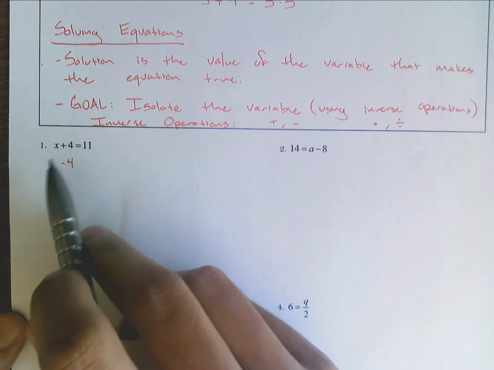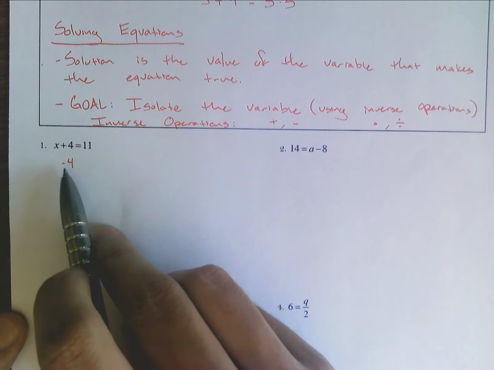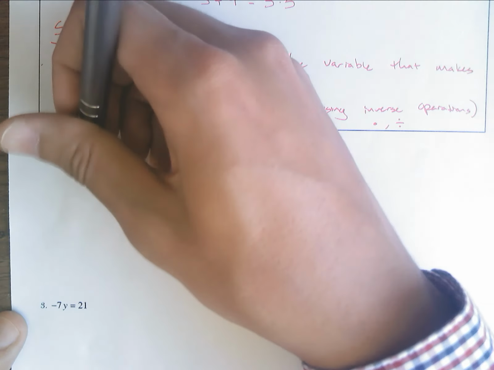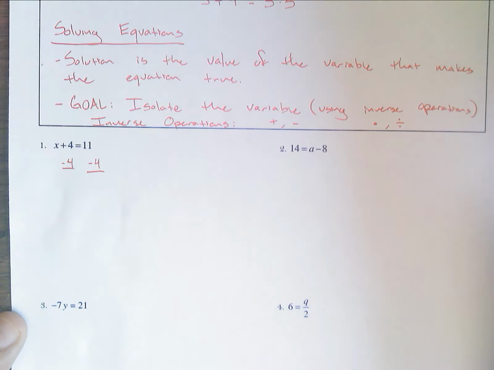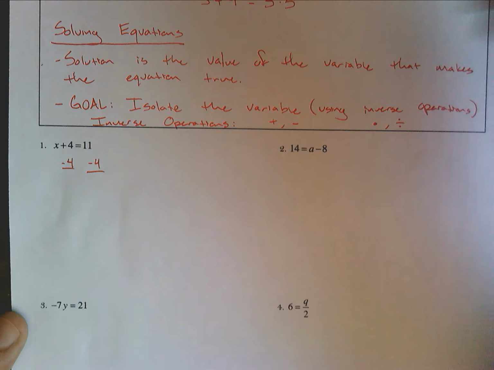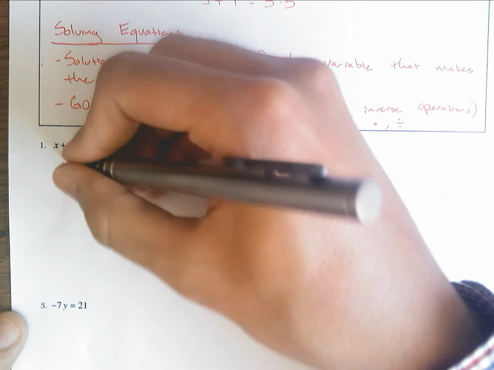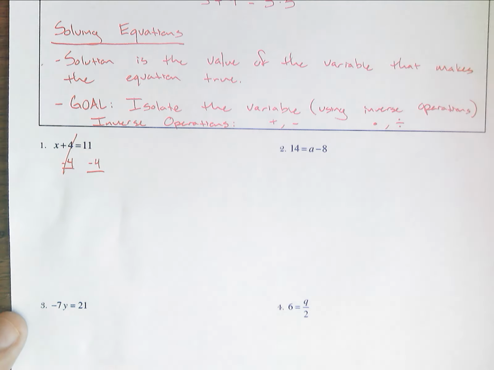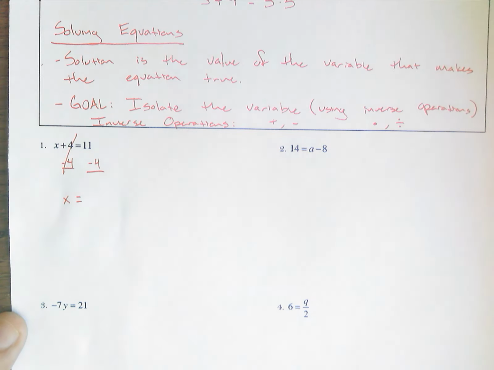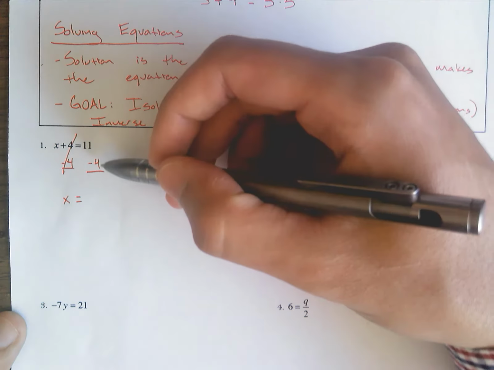Now, if we subtract 4 from one side of the equation, you also have to do that to the other side. All right? If you do one thing to one side of the equation, you have to do the exact same thing to the other side as well. Okay? So this plus 4 and minus 4 zero out. So all that's left on the left-hand side of the equation is x. We'll bring down our equal sign, and we have 11 minus 4 on the right-hand side.